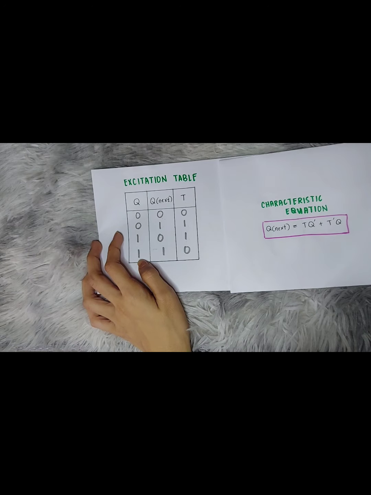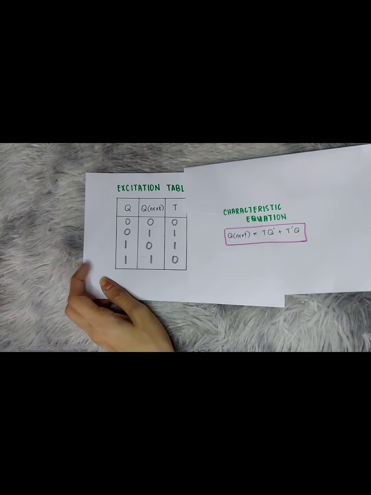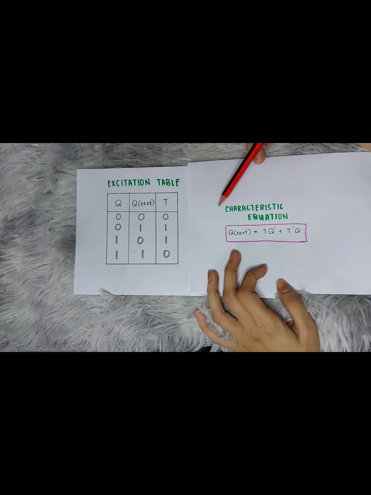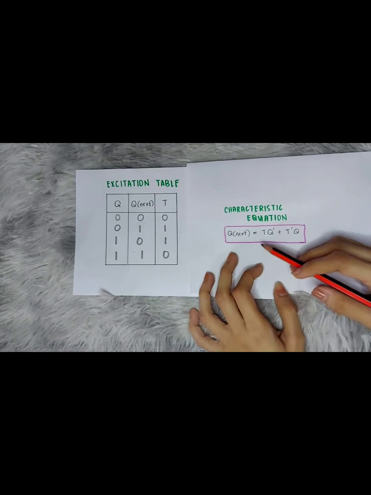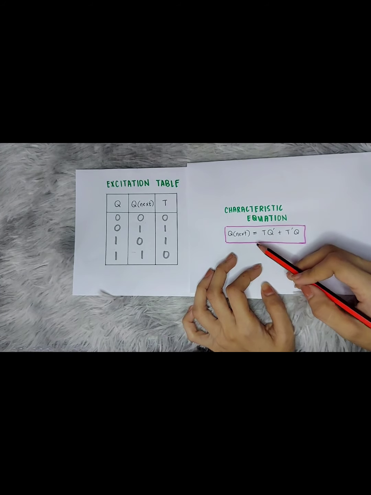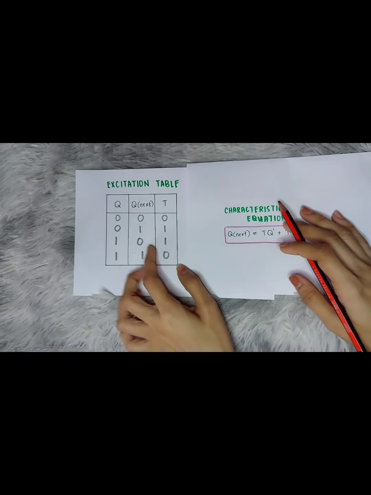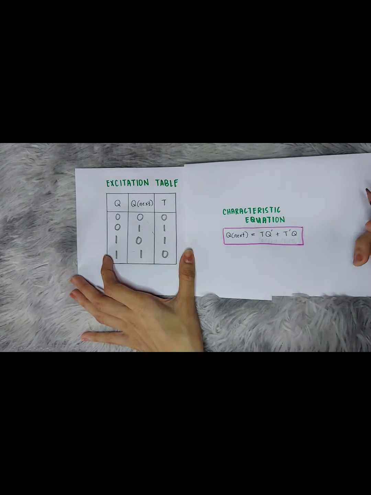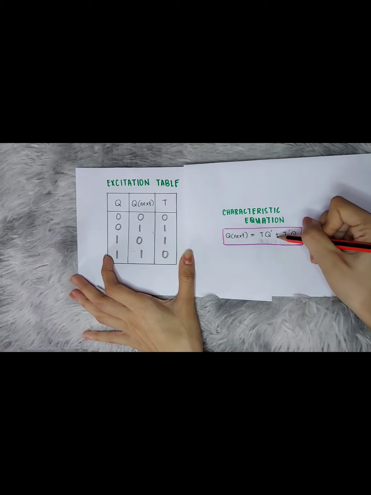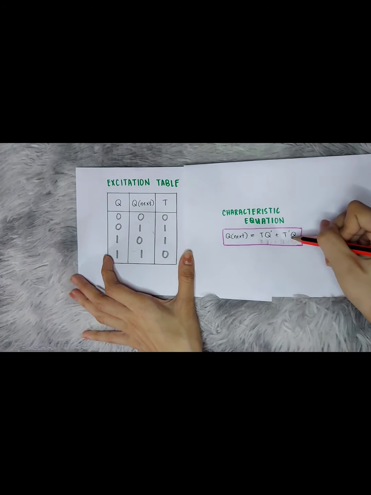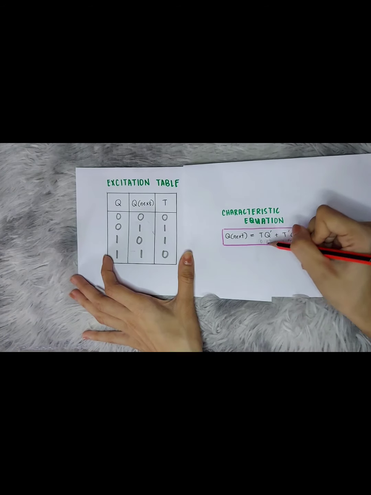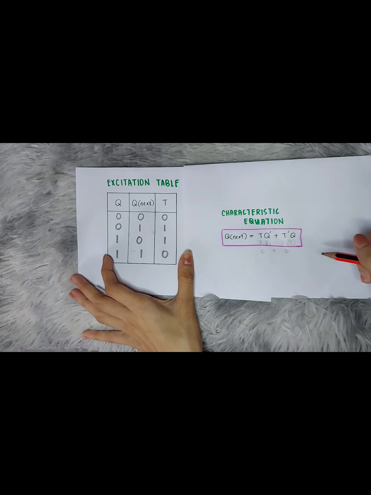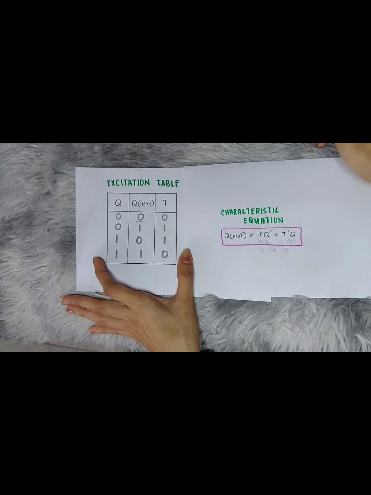We have here the summary, or simply the characteristic equation, of the T flip-flop. Let's try to use this example. When T is equal to 0, Q prime is equal to 1, T prime is 1 and Q will become 0. So 1 times 0 or 0 times 1 is equal to 0, plus 0 times 1 is equal to 0. So it produces a Q next of 0.